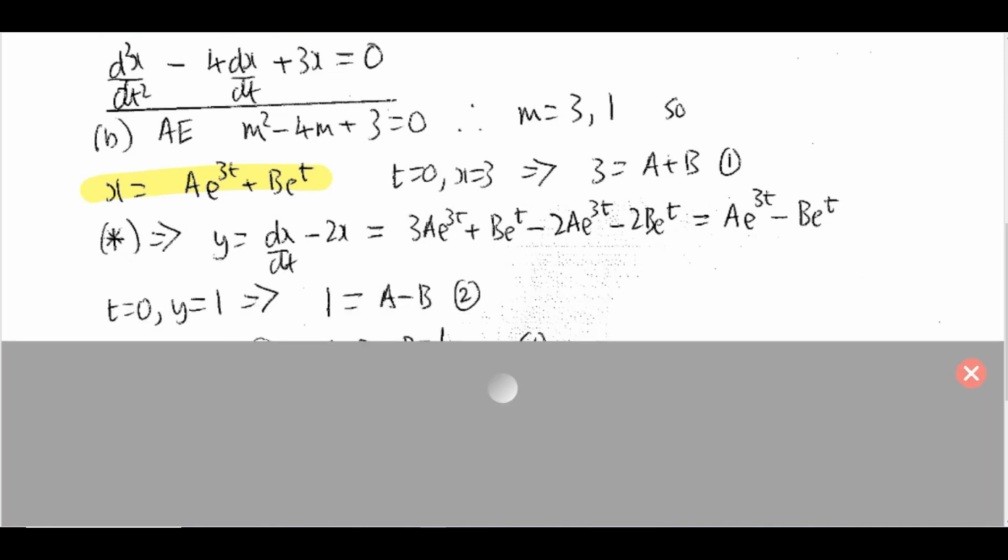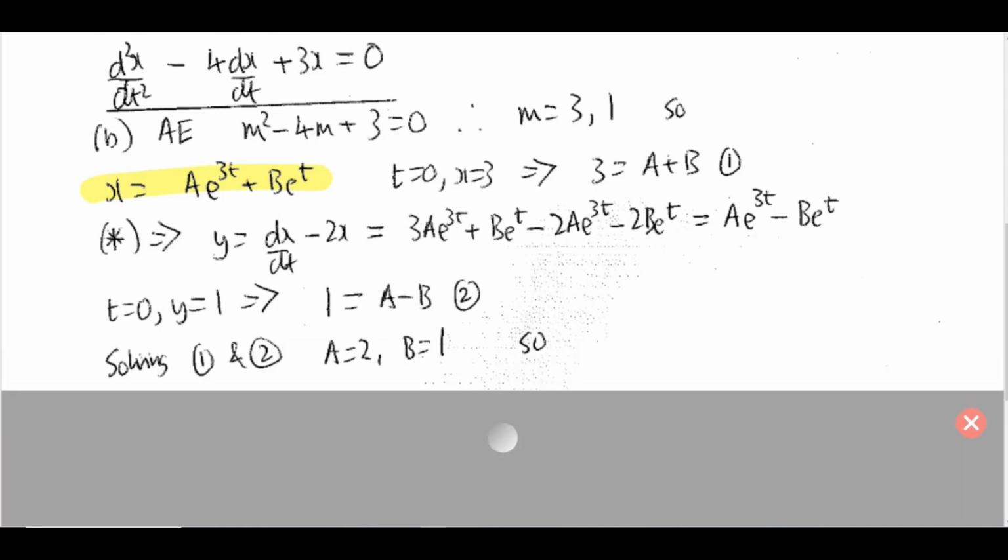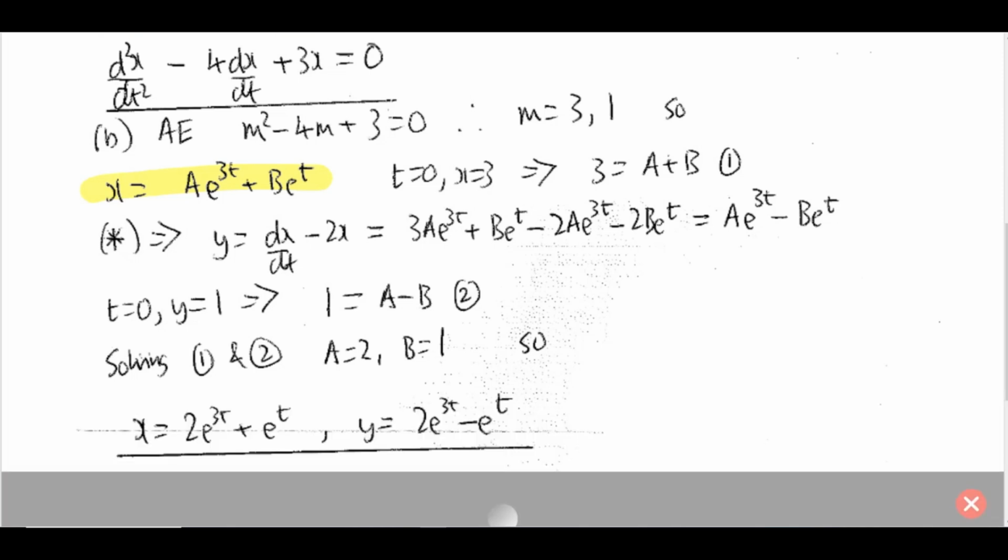If you sub in when t is 0, y is 1, a minus b is 1. If you solve the two simultaneous equations to get a and b by very straightforward methods, you'll get a is 2 and b is 1. And therefore, here are my solutions. x is 2e to the 3t plus e to the t. y is 2e to the 3t minus e to the t. And we are done.